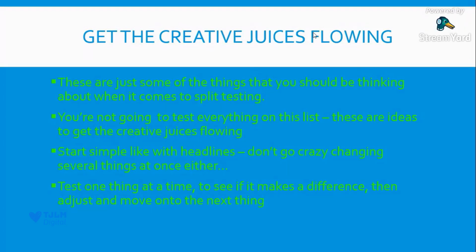But remember to keep it simple, right? KISS theory, keep it simple, stupid. Start simple, like with headlines. Don't go crazy. Don't go changing 7, 20, 30 different things at once, because then you're just wasting your time and you're not going to know. You're going to skew the data and you're not going to know. So test one thing at a time. See if it makes a difference. Then adjust and move on to the next thing.